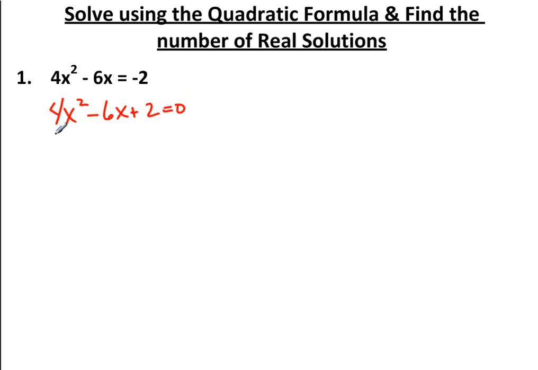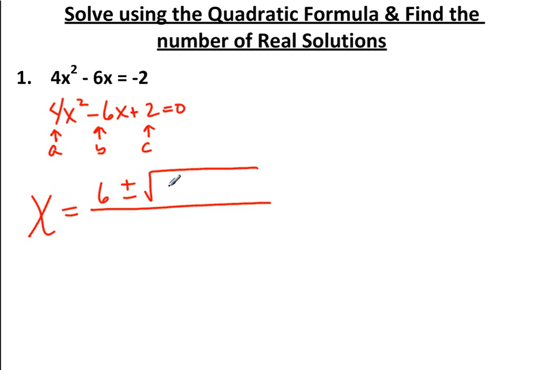That's the biggest mistake people make. Just to show you, this is our a value, -6 is our b value, and then the 2 would be our c value. Okay, I always like to write x equals to remind me what I'm solving for. The opposite of b, plus or minus the square root of b squared, I know is going to be a positive 36, minus 4 times a times c, all over 2 times a.